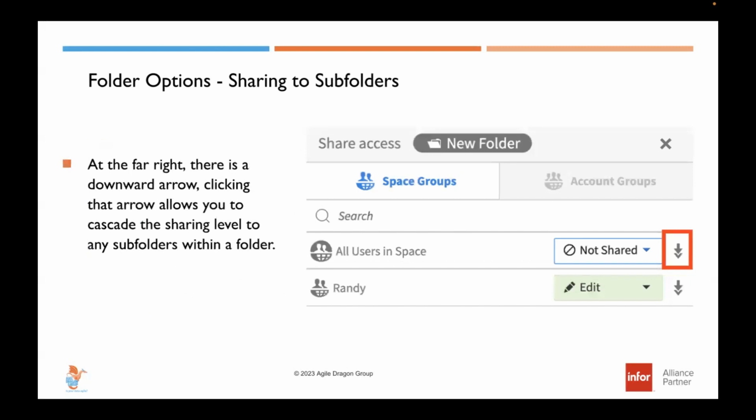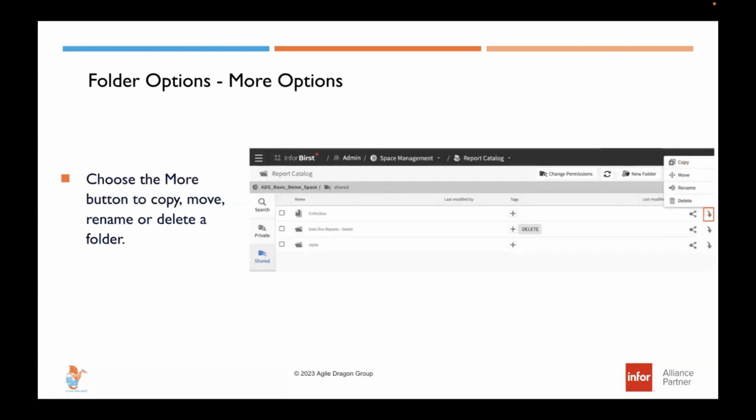Another handy option when you're creating folders is to use the drop-down arrow that is to the right of each individual user when you are adding users to a folder. Indicated here with the red box, if you click that icon, it will pass the folder permissions down through subfolders that are within the folder that you're working on.